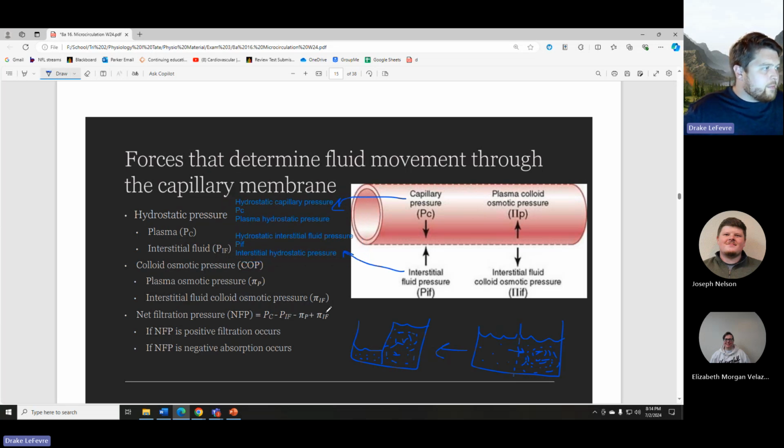This guy right there. The osmotic pressures, we have plasma colloid osmotic pressure. Sometimes they'll call this capillary osmotic pressure, or they can just call it plasma osmotic pressure, anything like that. As long as it mentions that it's an osmotic pressure and that it's in the capillaries, that's what it's going to be.